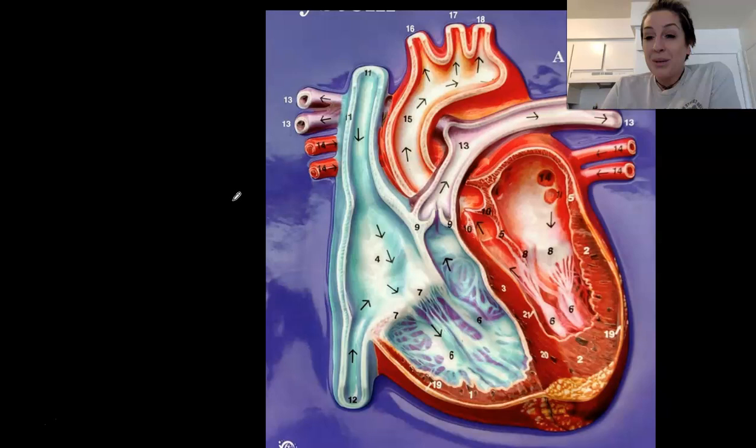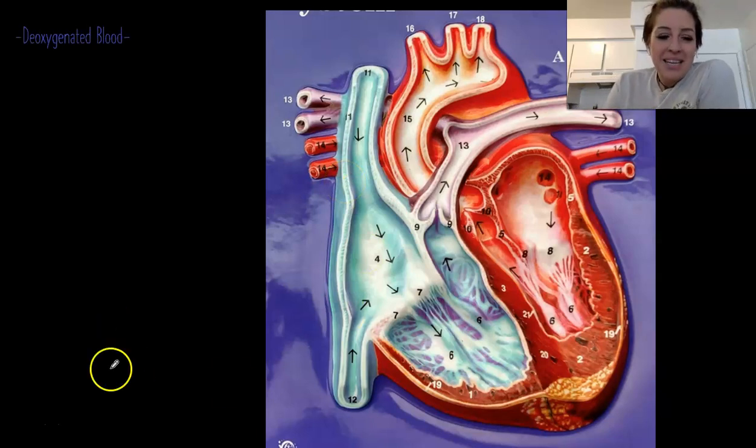So what we're going to be doing is walking through step by step how blood enters the heart and how it leaves the heart. We're going to be talking about pulmonary circulation. We're going to be talking about systemic circulation. Everything that I am discussing on this slide, everybody should be able to do that by the end of this lab. Okay, here we go.